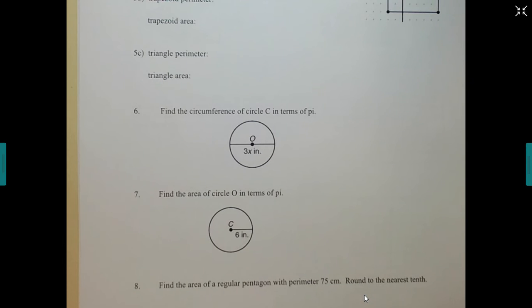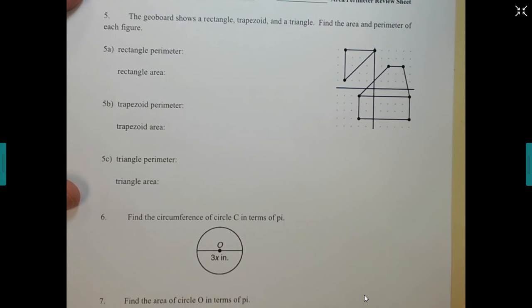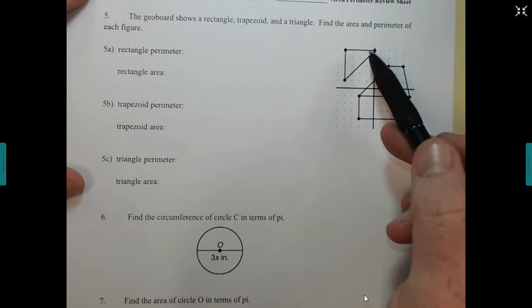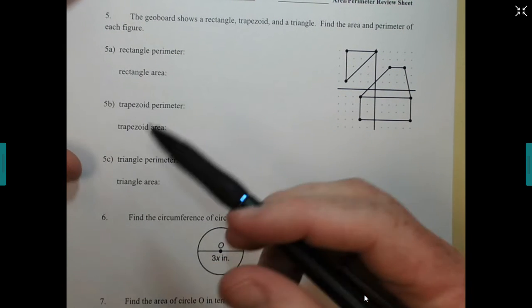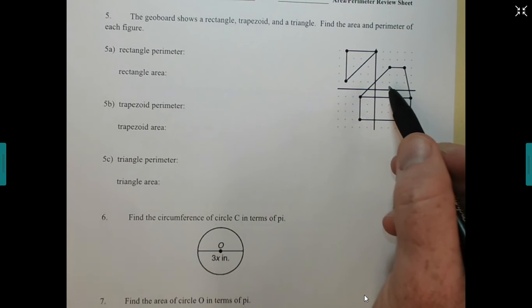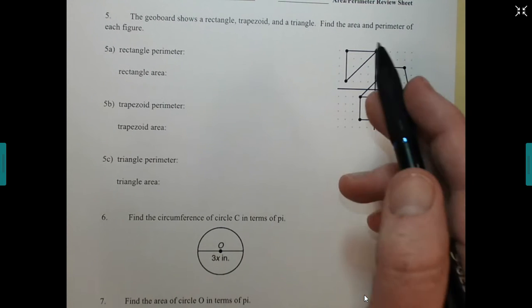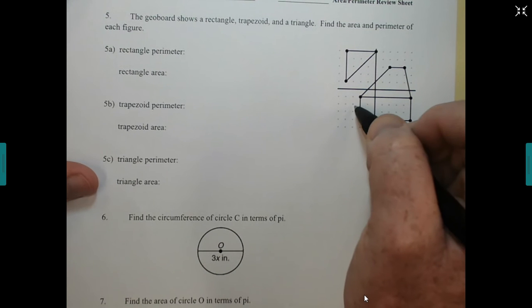Page 1. Done. We got 4 pages though. Let's keep moving. This geoboard. A geoboard is a bunch of pegs on a board, and you can use these rubber bands to connect those pegs. Shows a rectangle, a trapezoid, and a triangle. They want to find the area and perimeter of each figure. So we can just kind of count a lot of this stuff up.